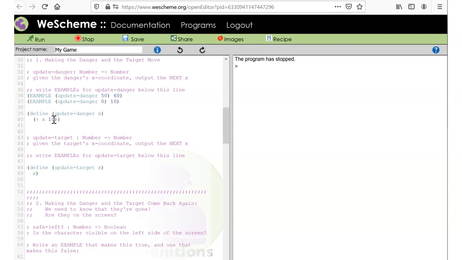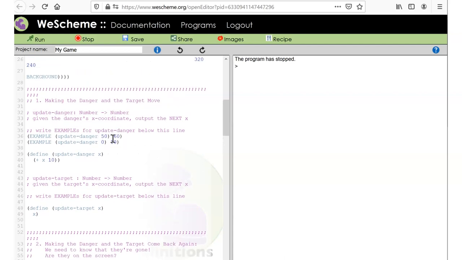Let's see if we can make him go super fast. Let's actually, and also we'll see what happens if we don't update our examples, but we do update this guy. So let's make him go like three times faster, 30.